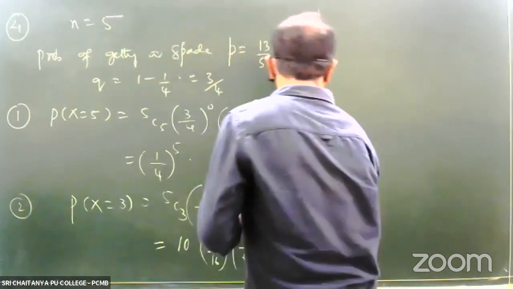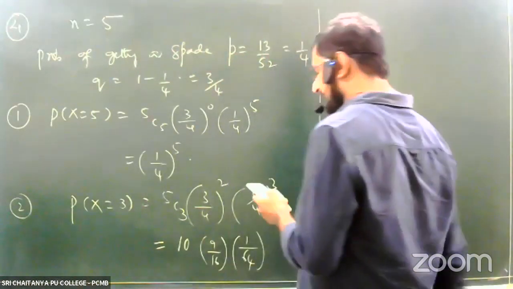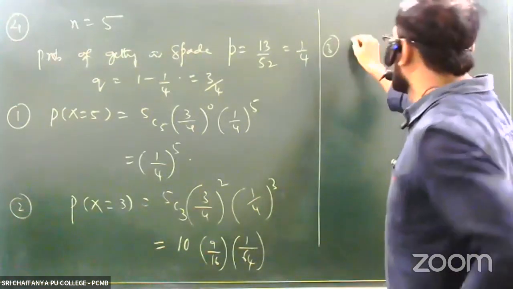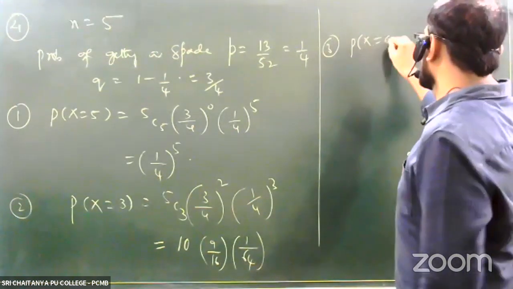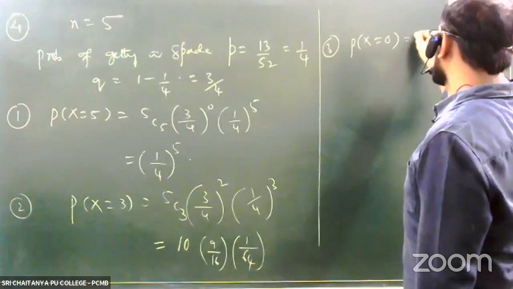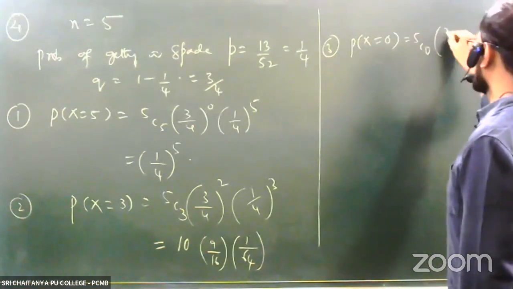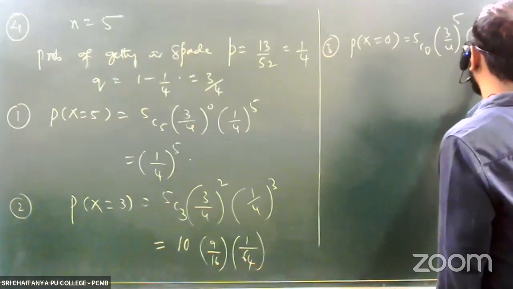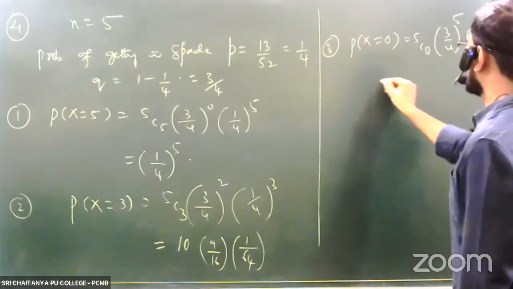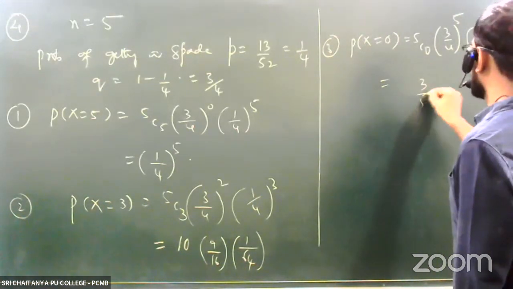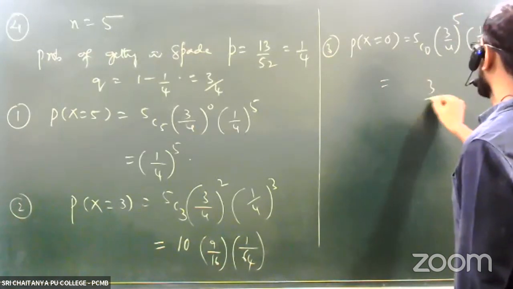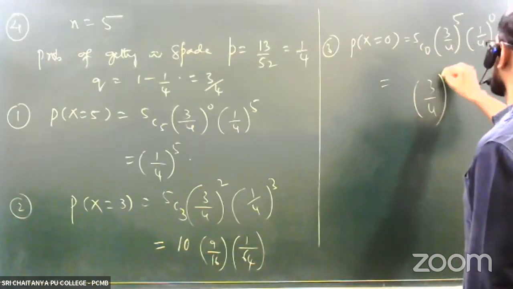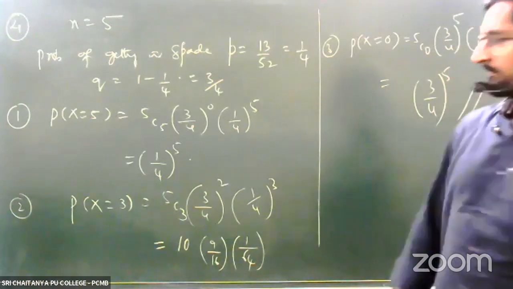Now, the third one, what has been given is none of them is a spade. P of x is equal to 0, which is equal to 5c0 into q to the power of 5 minus 0, which is 5, into 1 by 4 to the power of 0. 5c0 value is 1, so 3 by 4 to the power of 5 is the answer. Copy this one.